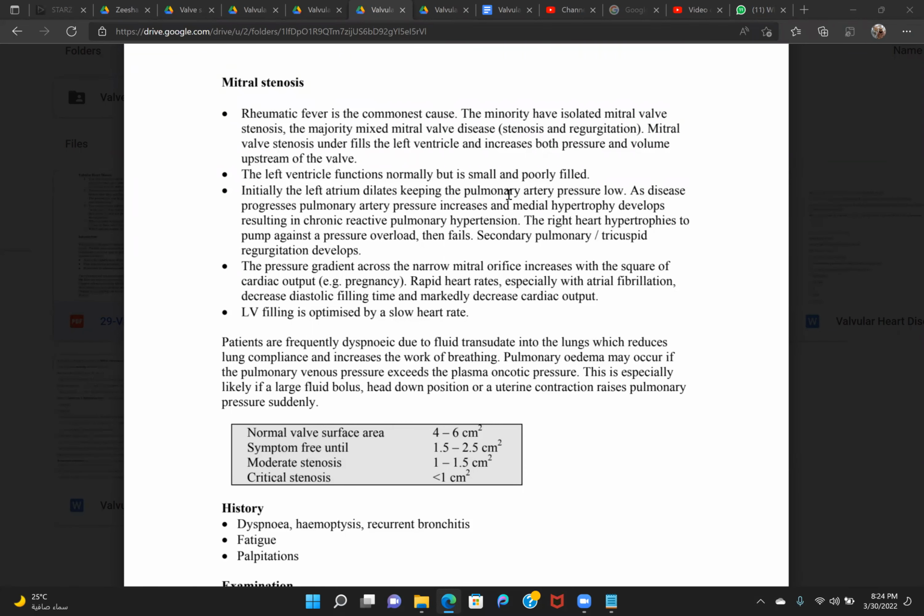We have discussed this before, that filling of the heart occurs in two steps. We have discussed in detail. If you want to review the discussion related to echo: one is passive filling, which is labeled as E, and the other is A.